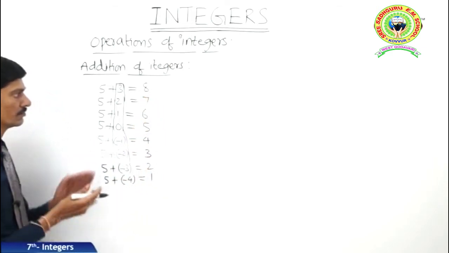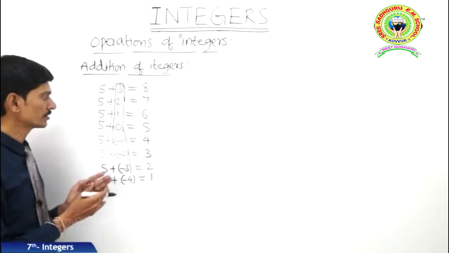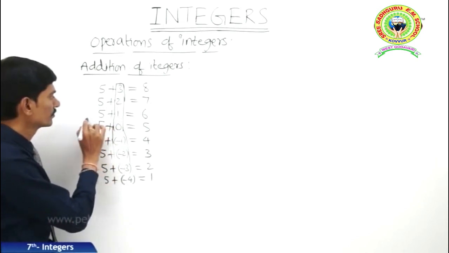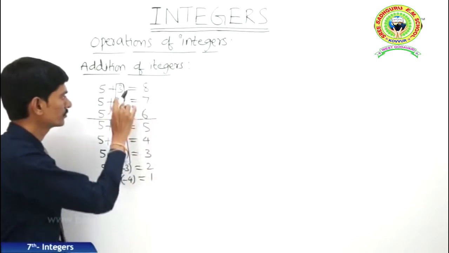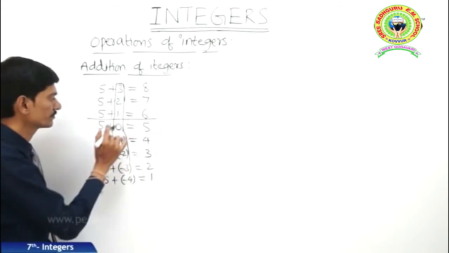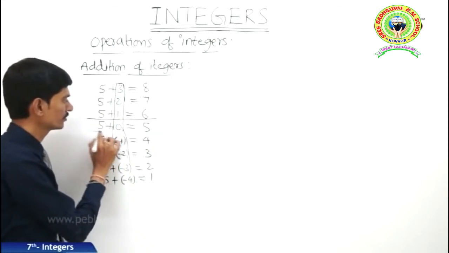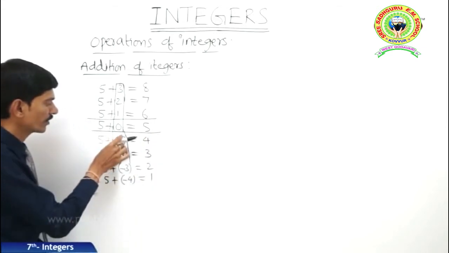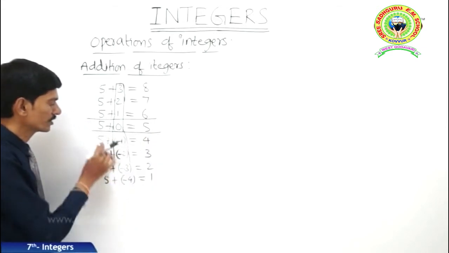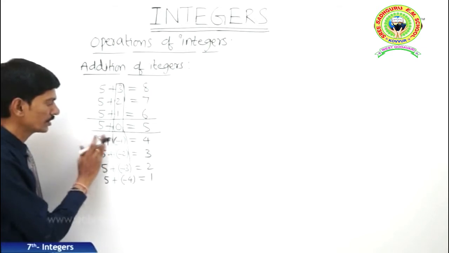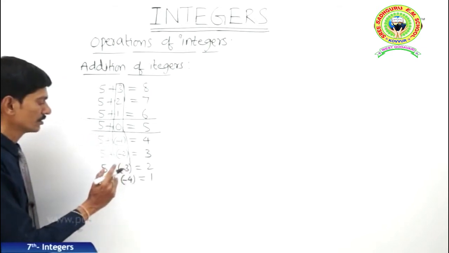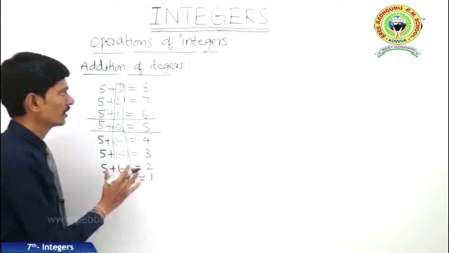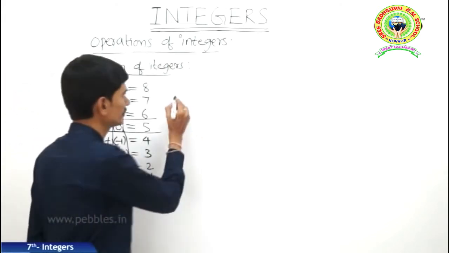Now let us see the same addition of integers. Up to 5 plus 1 equals 6, two positive integers are added, and here 5 plus 0, a positive integer is added to 0, and from minus 1, minus 2, minus 3, minus 4, a positive integer is added to a negative integer. Then you will see the same addition cases on the number line.